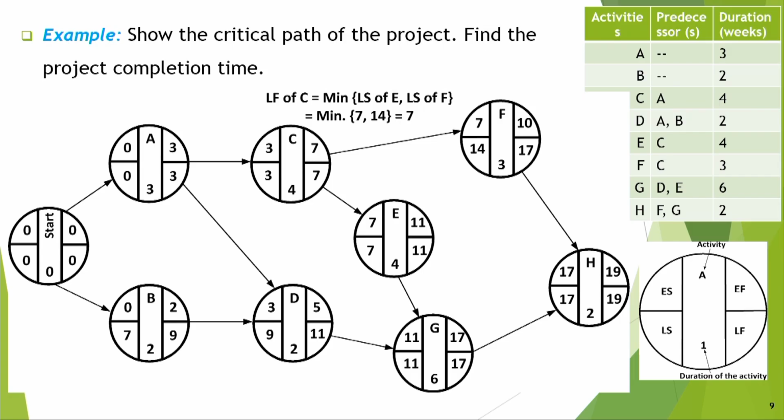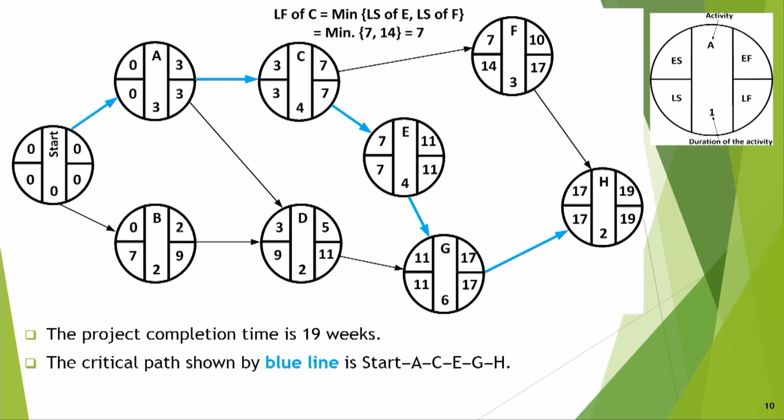So, this is given like that, and if this type of thing is given, you can show the critical path, you can mark that, and the project completion time is 19. So, we say that project completion time is 19 weeks and the critical path is shown by the blue line, that is, you start, then go to activity A, and then you go to activity C, then you have to go to activity E, this is G, H.